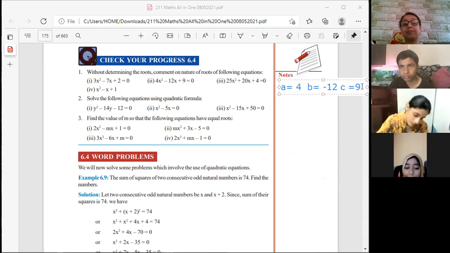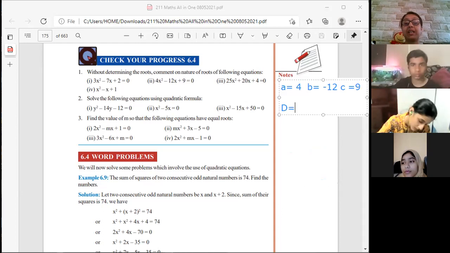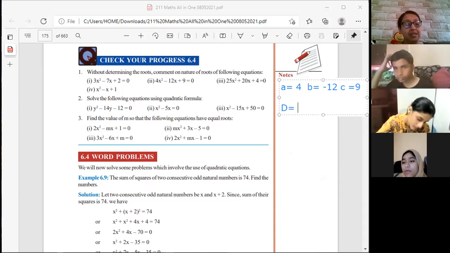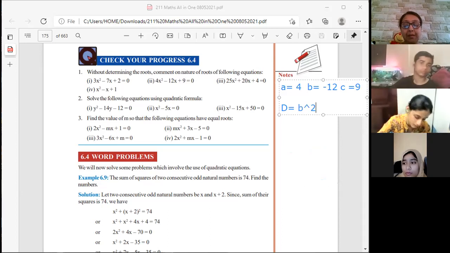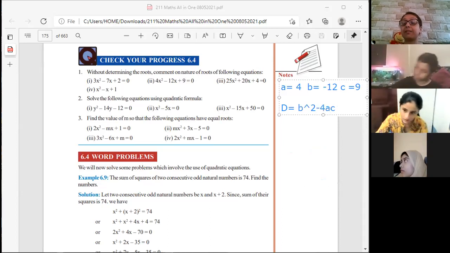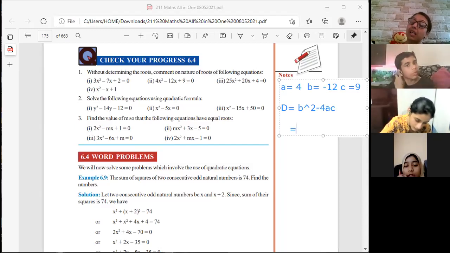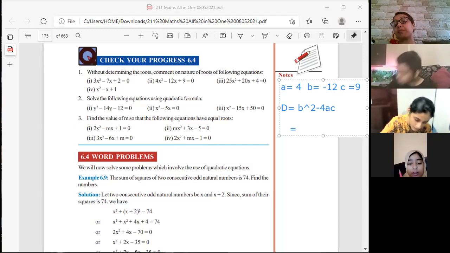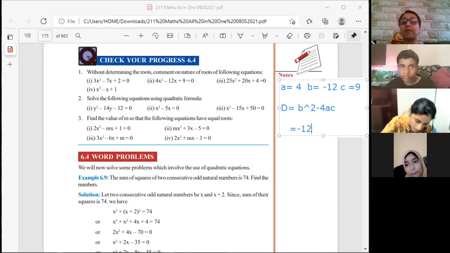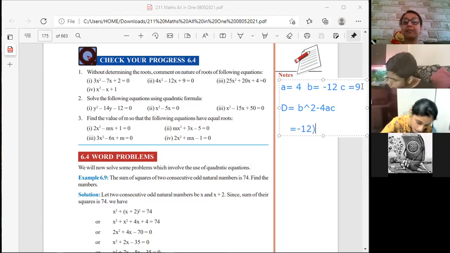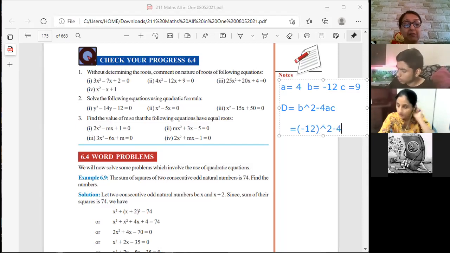Now we need to find out D. Okay, so we know the formula to find out D. D is determinant, which means B square minus 4AC. I'm right? My B square. That is a constant formula, teacher. Yes, for all the sums, for all the determinants that you will have to find. Minus 12, the whole square, minus 4 multiplied by 4 multiplied by 9. Am I right, beta?